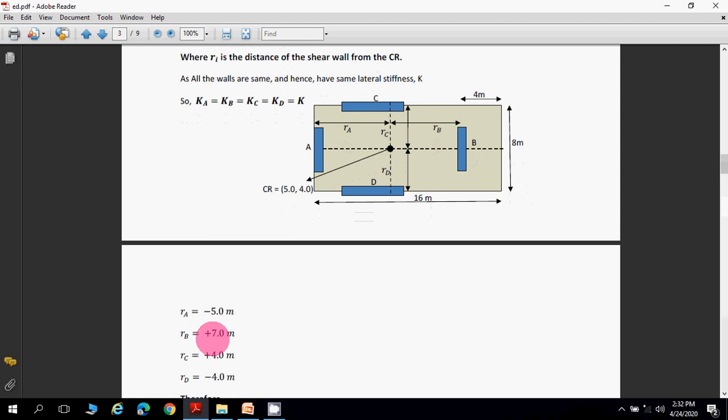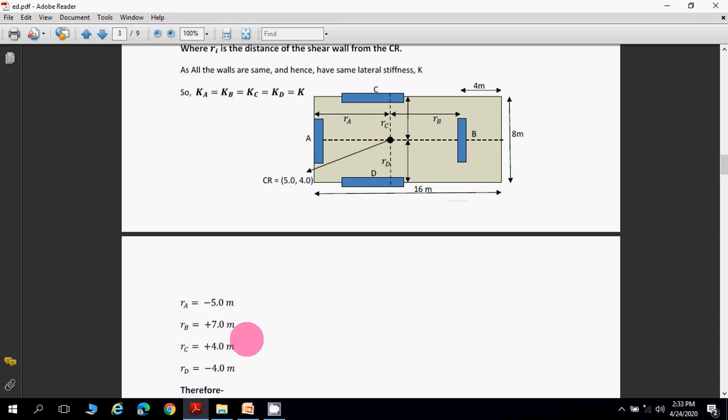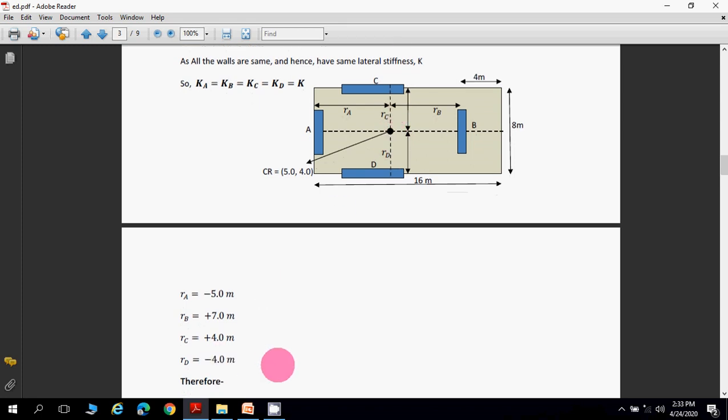So the value of r_A is located at minus 5.0. The minus sign is taken because I am considering this a negative term. So r_A is minus 5.0 meter. Similarly, r_B is 7 meter, because this wall is located 12 meters from this point, so 12 minus 5 is 7 meter in the positive direction. Similarly, r_C is upward, so r_C is 4.0 meter and r_D is minus 4.0 meter.